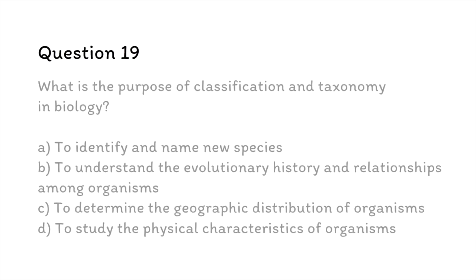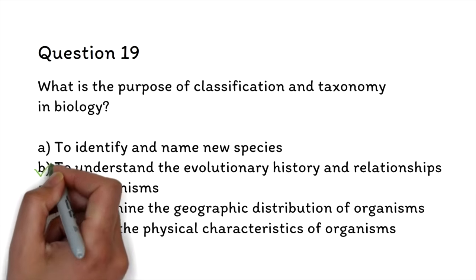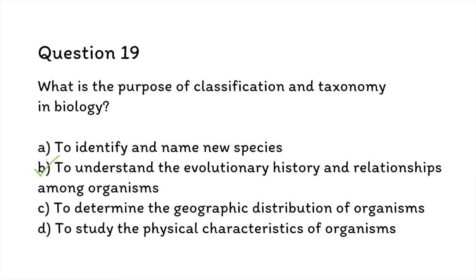Question 19. What is the purpose of classification and taxonomy in biology? A. To identify and name new species. B. To understand the evolutionary history and relationships among organisms. C. To determine the geographic distribution of organisms. D. To study the physical characteristics of organisms. The correct answer is B. To understand the evolutionary history and relationships among organisms.